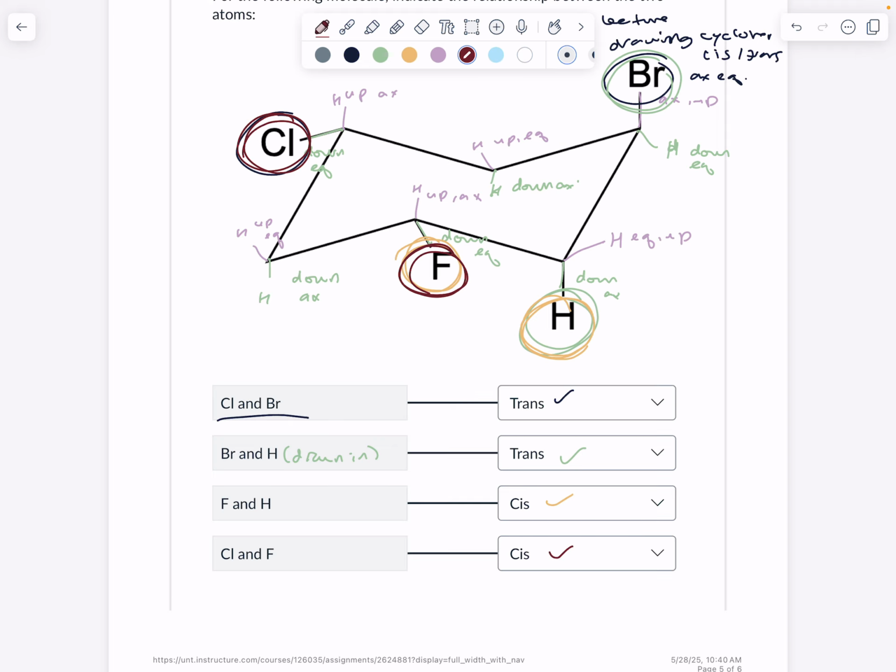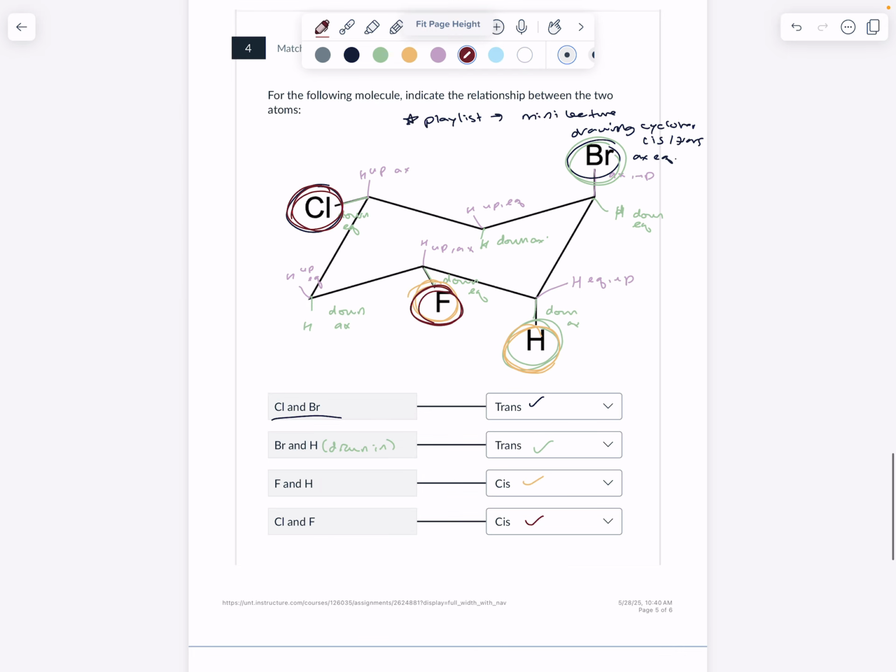So you should be able to draw this in and process through this to tell what cis versus trans is. Either they're both pointing up or both pointing down for cis, or one's up and one's down for trans. And it's not about axial or equatorial. They're related, but they're not the same thing.